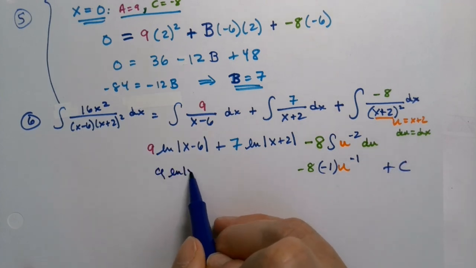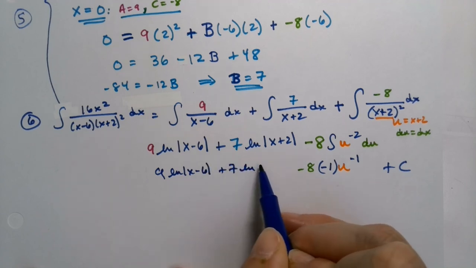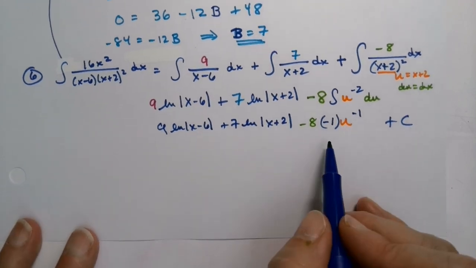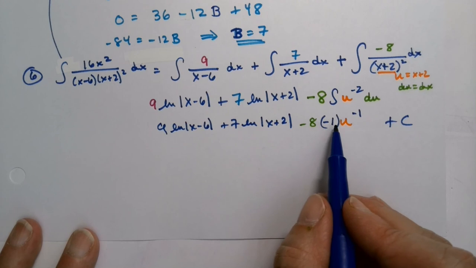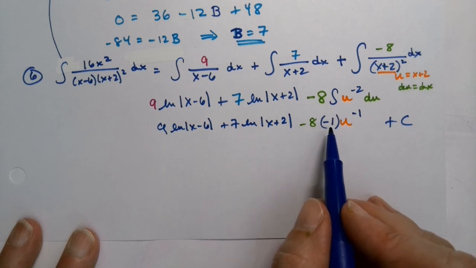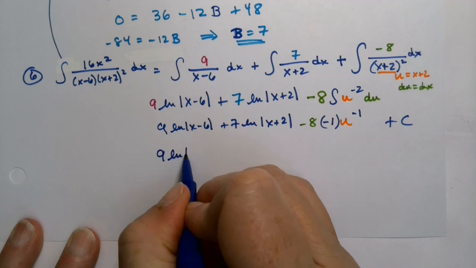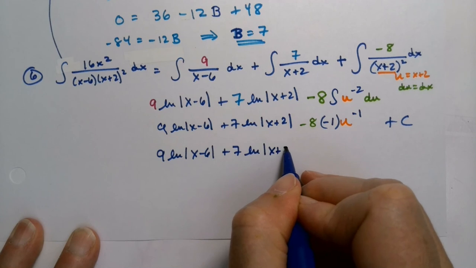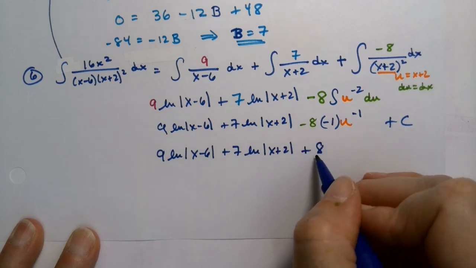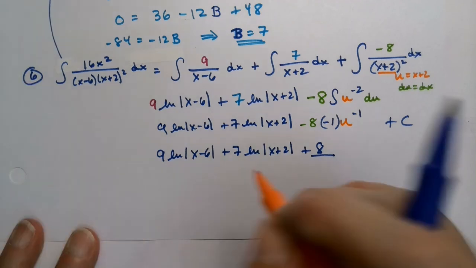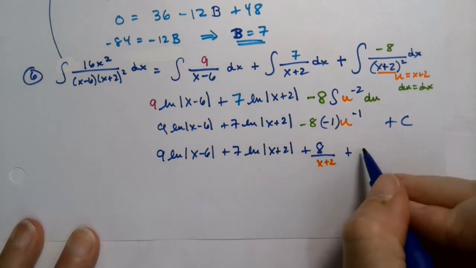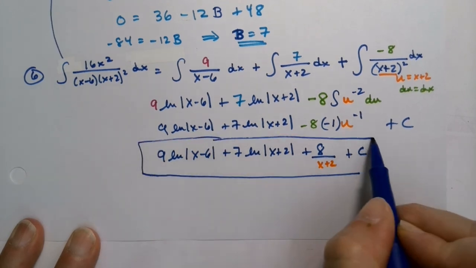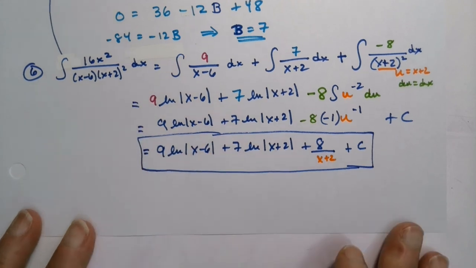So it'd be 9 natural log absolute value of x minus 6 plus 7 natural log absolute value of x plus 2 minus this part with the u. And then I have to go back and back substitute what u was. And while I'm at it, I'm going to multiply negative 8 times negative 1, which makes positive 8. So this is 9 natural log absolute value of x minus 6 plus 7 natural log absolute value of x plus 2 plus 8 over u, right? And u was x plus 2. And then I throw in my constant of integration when I finished my last integral, which is that piece right there. Oh, and I should have put equal signs every step of the way.